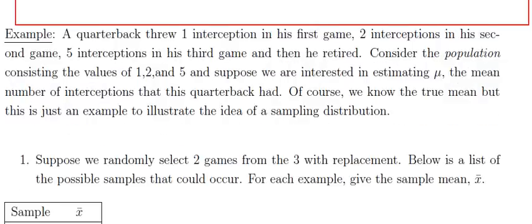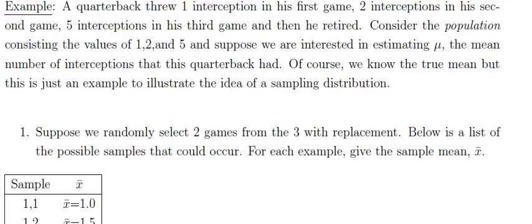So go over an example here. A quarterback threw 1 interception in his first game, 2 interceptions in his second game, and 5 interceptions in his third. And we're going to consider this the population. So we only have 3 values for our population. And so when we consider this our population, we use the letter mu for the parameter of the population. Okay, it's not X bar, it's mu.